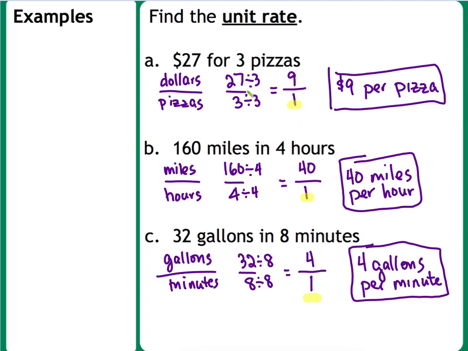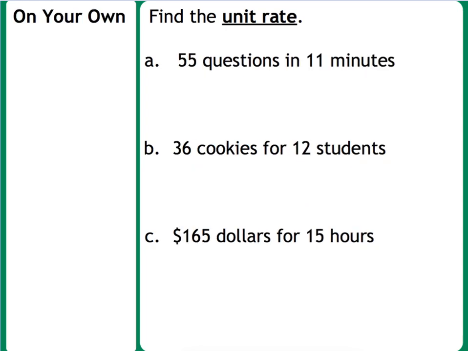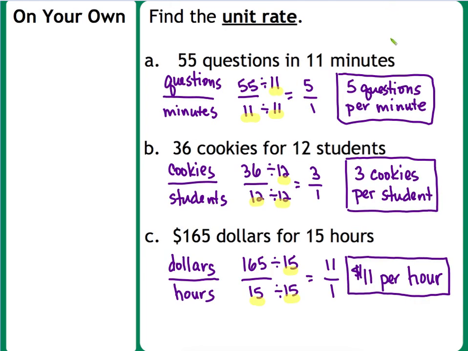Now, one thing we didn't come across is the numerator can be a decimal. So when you do this division, you might end up with a decimal here, and that's perfectly fine. All right, go ahead and try that on your own. All right, so for A, you get 5 questions per minute. For B, you get 3 cookies per student. And C, you get $11 per hour.